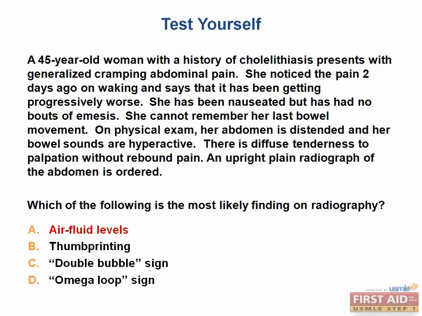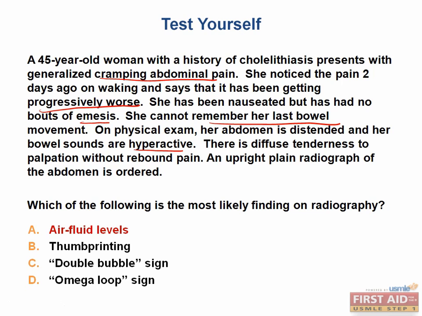Well, here the correct answer is A, the air fluid levels would be the most likely finding. Why is this? Well, this patient presents with findings that would be suspicious for a small bowel obstruction. Things that would make us think of this are the cramping abdominal pain, the progressively getting worse and starting only 2 days ago, and she can't remember her last bowel movement. Also, she has no emesis, and her abdomen is distended with bowel sounds that are hyperactive. The no rebounding pain makes us think that it's not appendicitis.